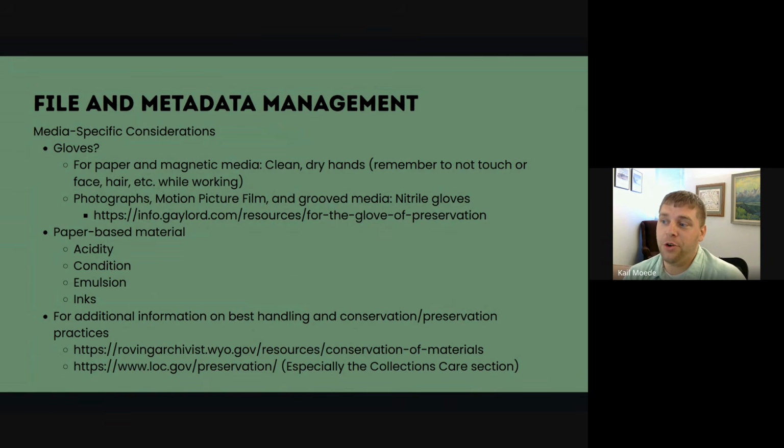I would say the vast majority of material that most people will be working on will be paper, and the industry standard for that is just very clean, dry hands. Once you add gloves, you start losing that tactility in your fingertips, and it makes it easier to rip pages or miss pages. So clean, dry hands are the industry standard, both for paper and magnetic media, so cassettes, VHS tapes, if you have to work with them.